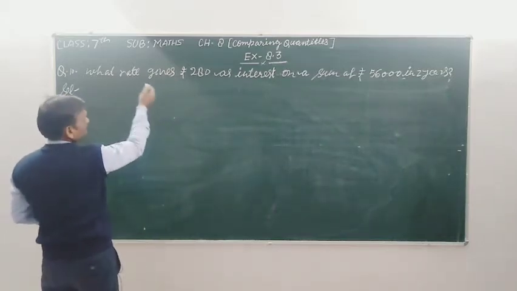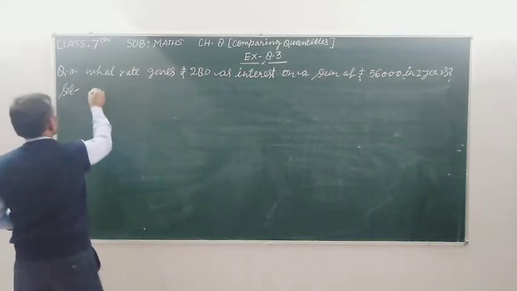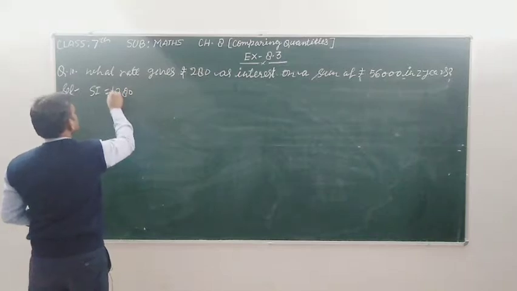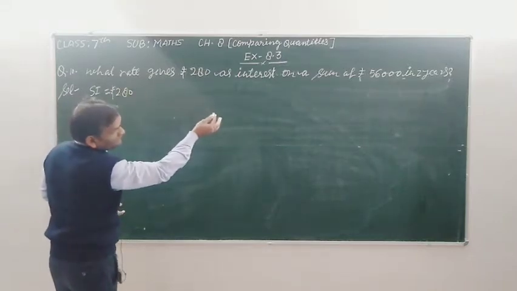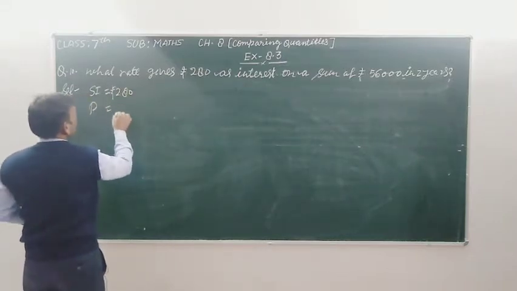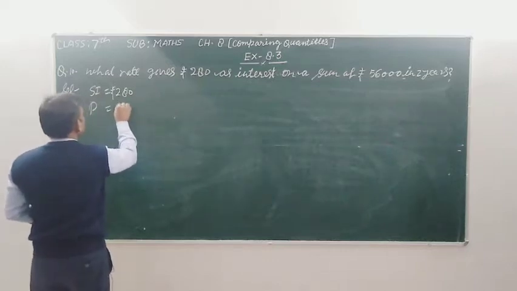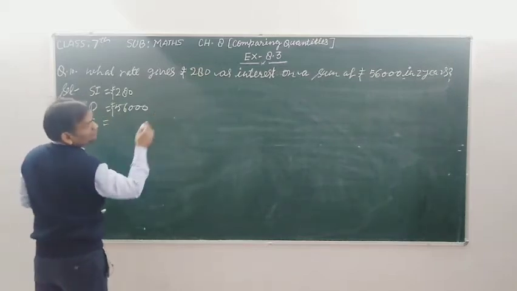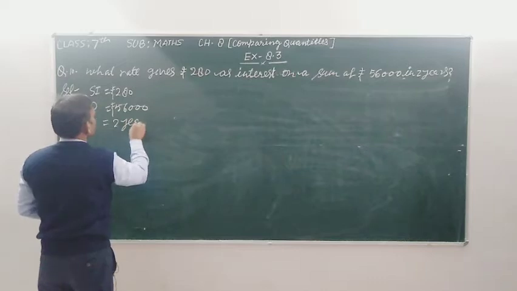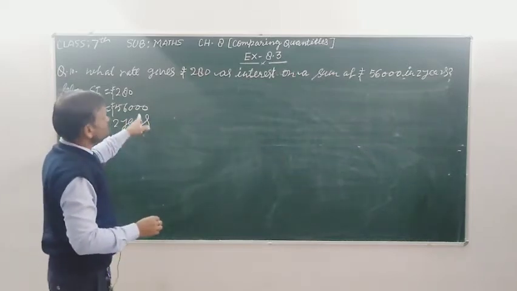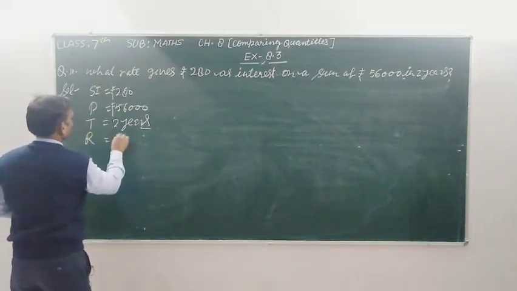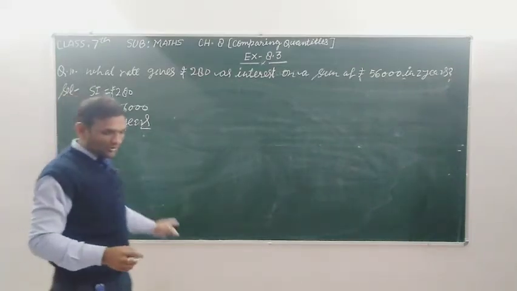So, student, whatever is given, firstly note it down. SI is equal to 280 rupees and principal is equal to 56,000 and time is equal to 2 years. 2 years, student, is given, and the question is asking me about the rate. How can we find out the rate?